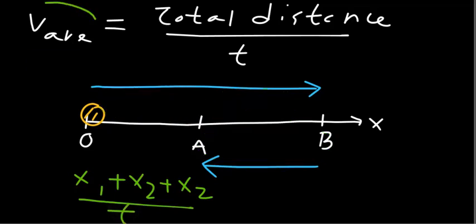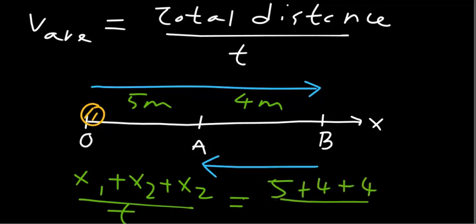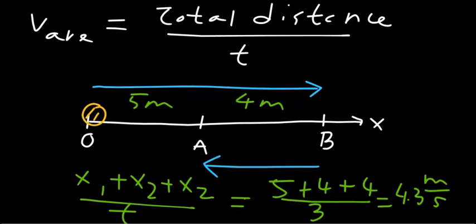And that is how we calculate the average speed. So let's say A is 5 meters away from origin and B is 4 meters away from point A. Then the average speed is 5 plus 4 plus 4. Let's say it takes 3 seconds to complete the journey, divide by 3, which gives an average speed of 4.3 meters per second. And of course, since speed is a scalar concept, it says nothing about direction.